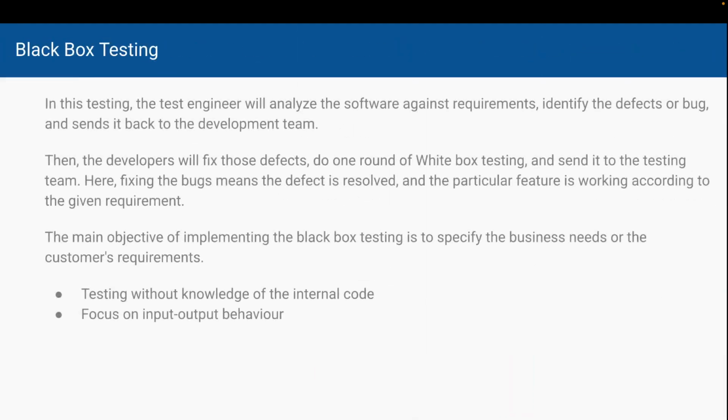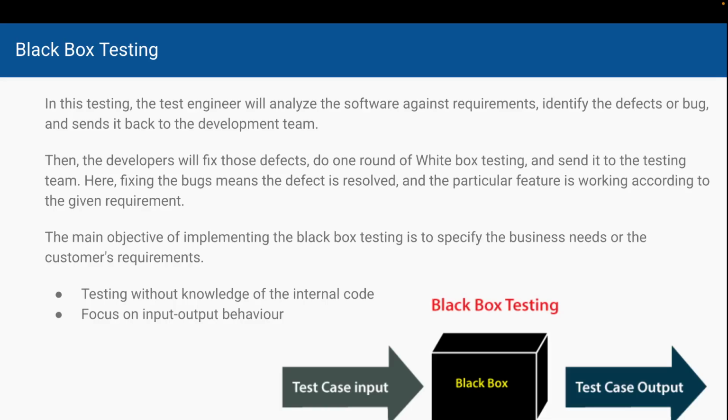Next one is black box testing. In this testing, the test engineer will analyze the software against requirements, identify the defects or bugs, and send it back to the development team. Then the developers will fix those defects, do one round of white box testing, and send it to the testing team. Here, fixing the bugs means the defect is resolved and the particular feature is working according to the given requirement. The main objective of implementing black box testing is to satisfy the business needs or the customer's requirements.